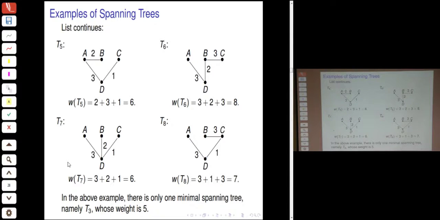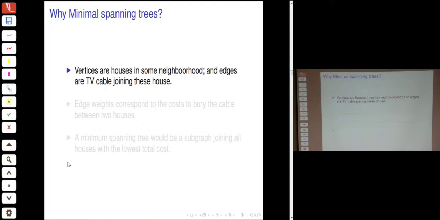So is there a general method? Is there an easy method to find one minimum spanning tree? Right, so that's our next topic. Okay, so before that, there's some advertisement.